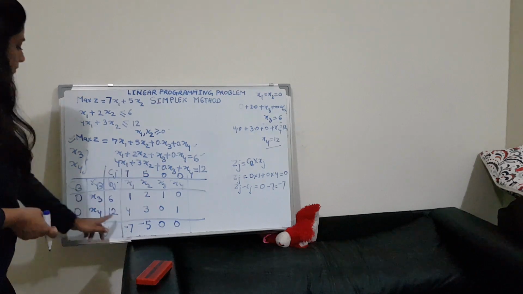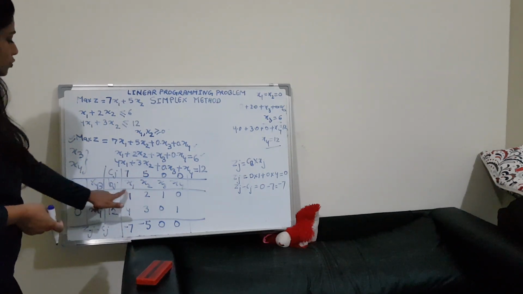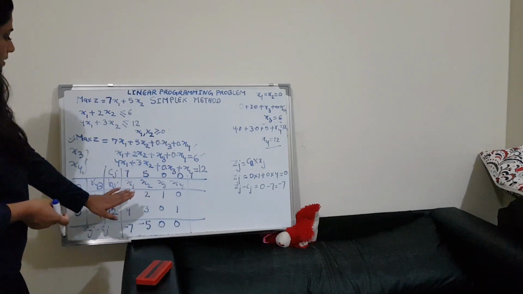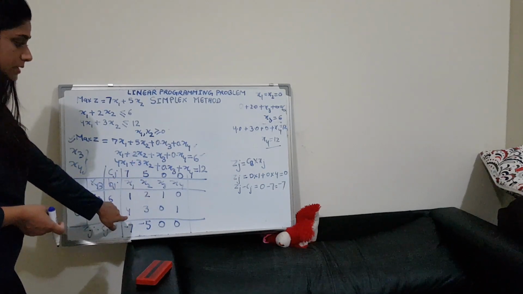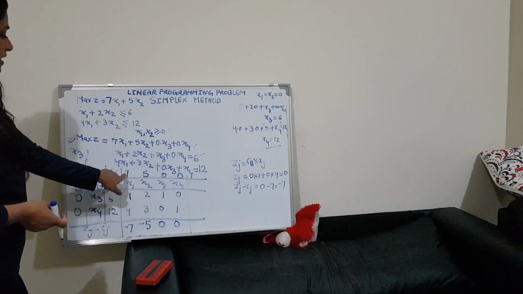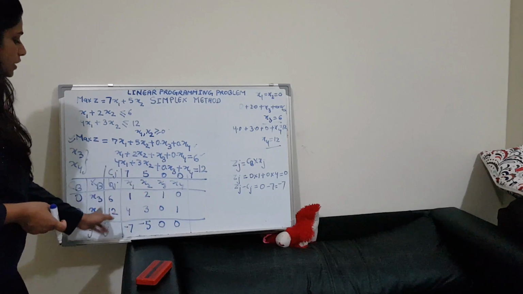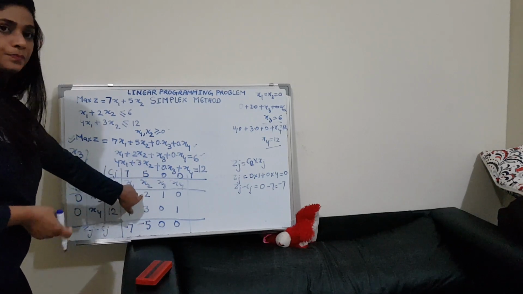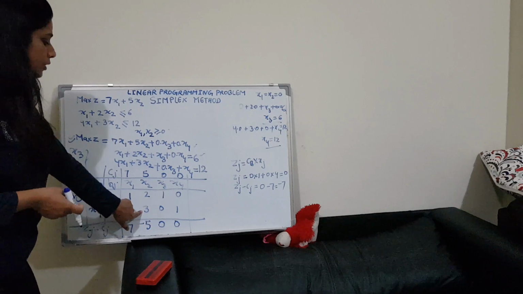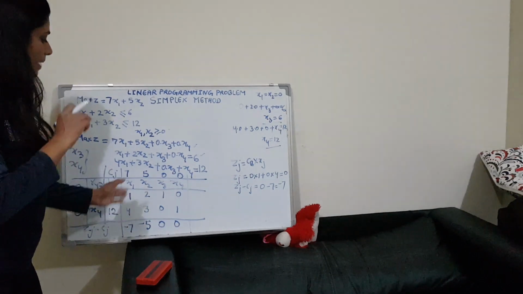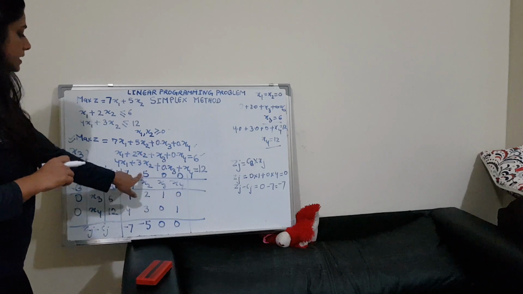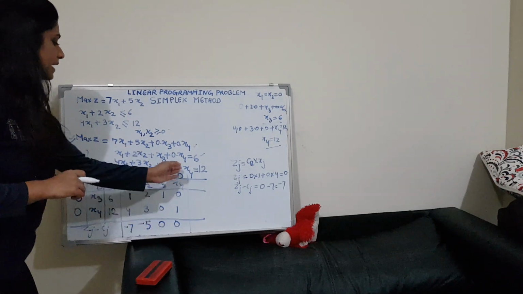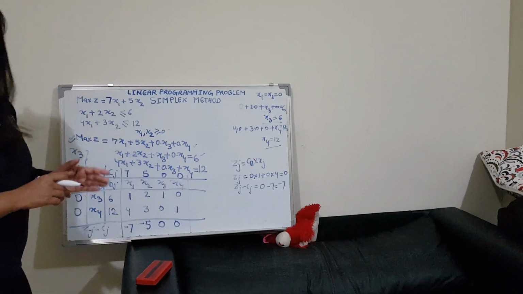For the first column, Zj is equal to 0 into 1 plus 0 into 4, so these both are 0, minus Cj. Cj for the first column is 7. So 0 minus 7 is minus 7. For the second column, 0 into 2 plus 0 into 3, which is 0, minus Cj. Cj for the second column is 5. So 0 minus 5 is minus 5. In the same way we have calculated for the third and fourth column.